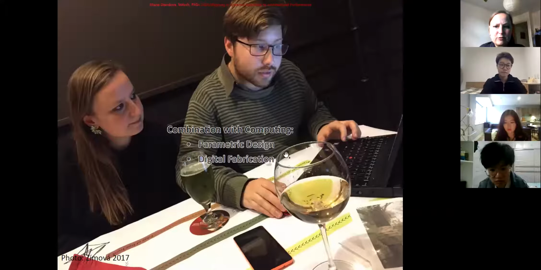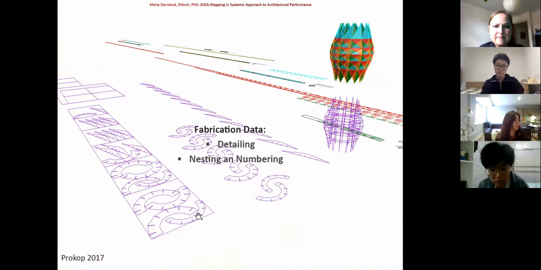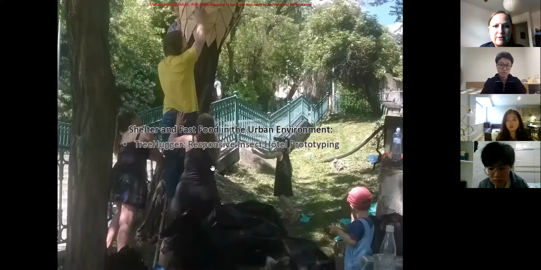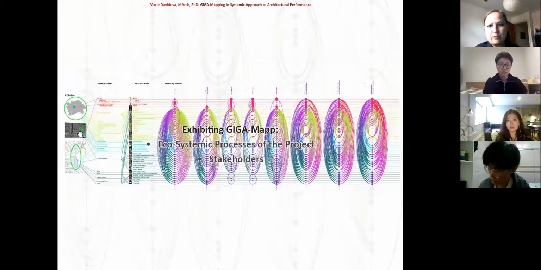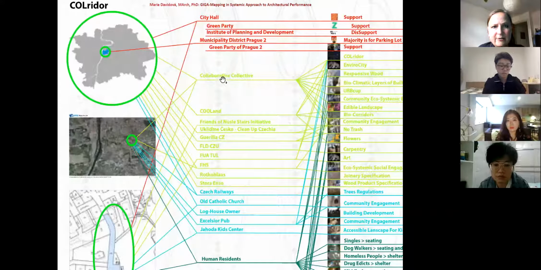Then we would be putting the things into the computer using parametric design, generating from Grasshopper, generating fabrication data, and producing the intervention. And this would be then a Giga map that was finalized from all those workshops, where there were mapped the different actions of the project, and it was exhibited with the prototype. So here are different stakeholders that could find themselves on the map and understand their relations. There was mapped what they would want and what is uniting them.